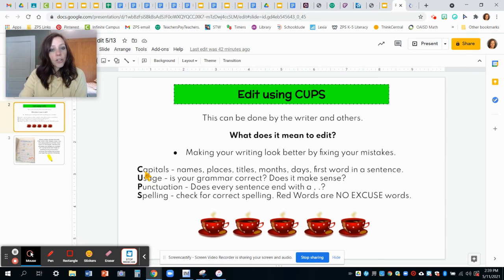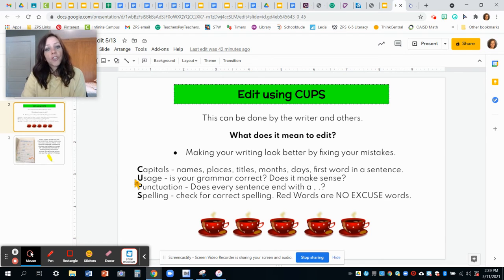Then the U stands for usage. So as you read it, does it make sense? Is your grammar correct? You've done a lot of work with grammar this year, with the subject and the predicate and the nouns and the verbs, right? And they have to match. So rereading it, does it sound like language or conversation, right?